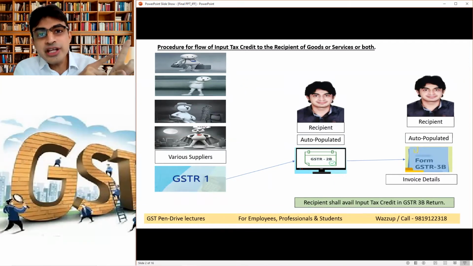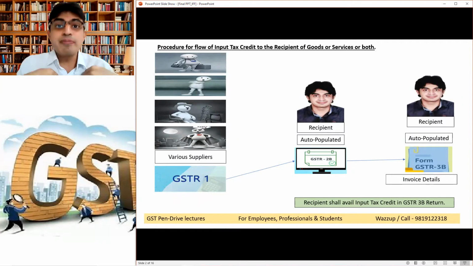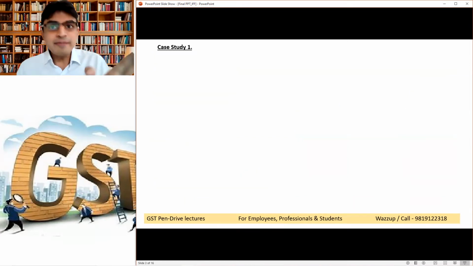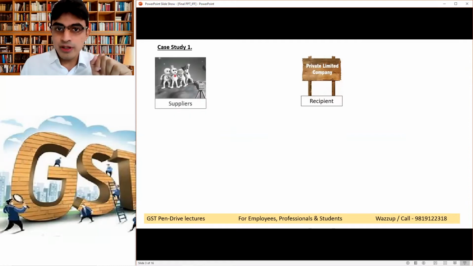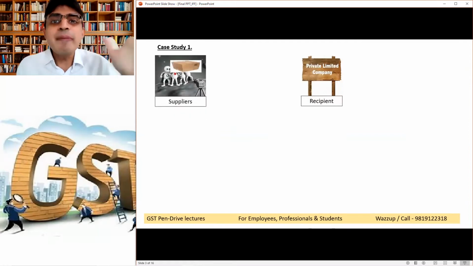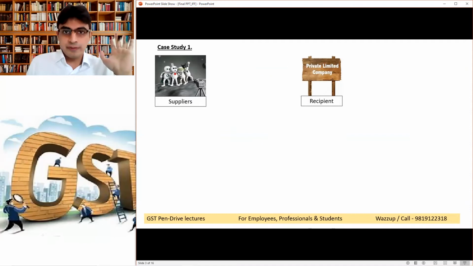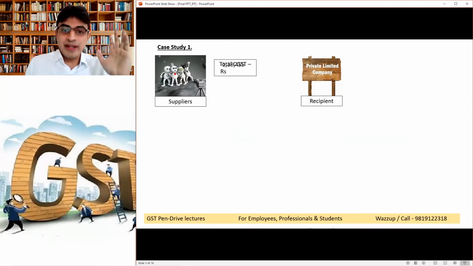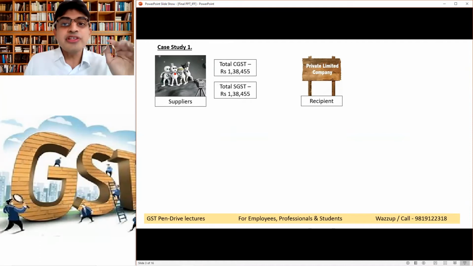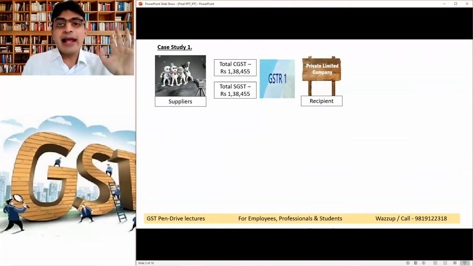So from the supplier's GSTR1, details are coming in my GSTR2B. And from the recipient's GSTR2B, details are again auto-populated in the recipient's GSTR3B. He can avail ITC accordingly. Let me explain through a case study. Suppose this private limited company is a recipient. From various suppliers during November 2020 it purchased goods. Total CGST ITC was 1,38,455. And similarly, total SGST ITC for November was 1,38,455.